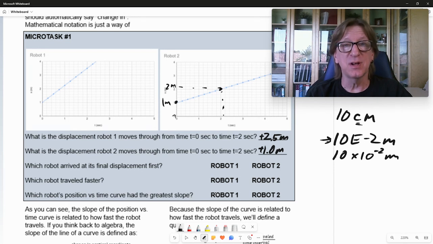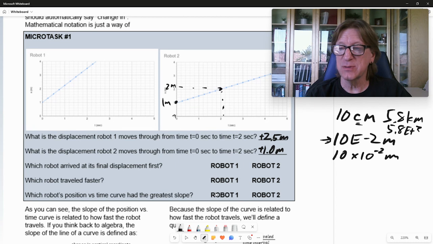So another example, a kilometer. Kilo means 10 to the third. So if I have 5.8 kilometers, that's simply 5.8 times 10 to the plus 3 meters. And if you don't remember what these scientific notations mean, this minus 2 means push the decimal place back two places. So 1, 2. So that means I get 0.10 meters, which is 10 centimeters.